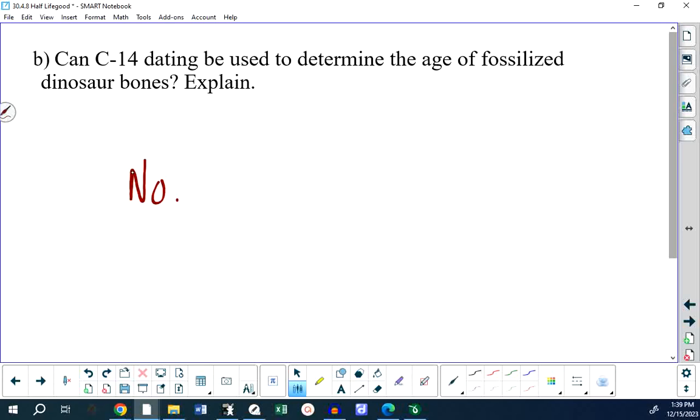So why is it carbon-14 dating would not be successful in trying to find the age of fossilized dinosaur bones? Even assuming that the dinosaurs were breathing the same atmosphere that we're breathing now, which there's science in figuring out why that's not the case and what it would be. But even assuming it was, what's the problem here? It's been so long that there is no carbon-14.